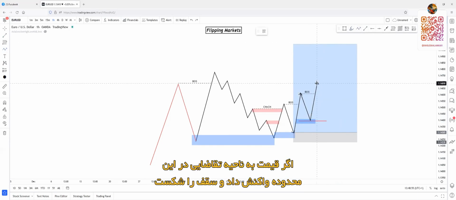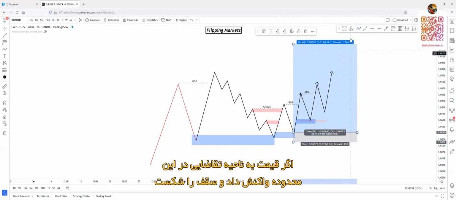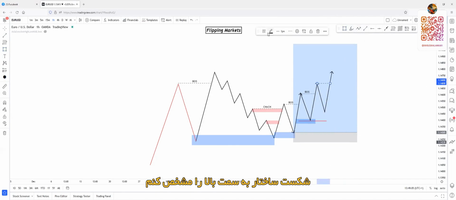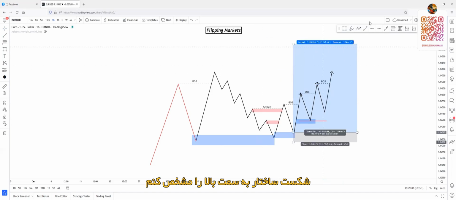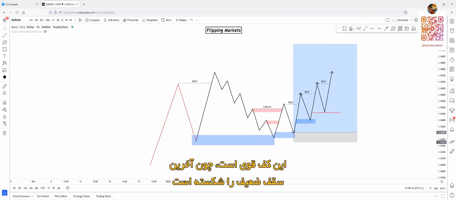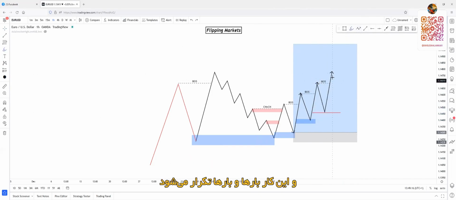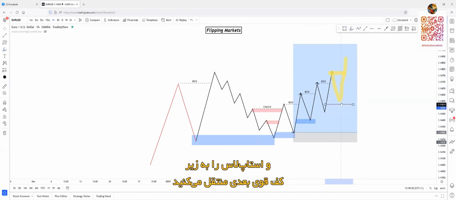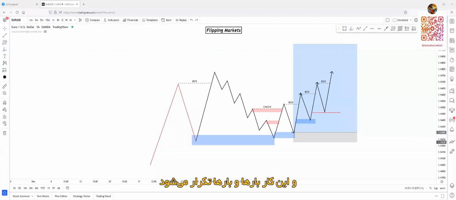If this high breaks, let's say price respects a demand zone right here somewhere, breaks the high. So this high has been broken, this supply zone has been broken. I will mark a break of structure here to the upside. We will put our stop loss below the next strong low. So this is a strong low because it broke the last weak high. And this goes on and on again. If price creates a pullback and breaks structure to the upside here, we will put a stop loss below the next strong low. And this goes on and on again.